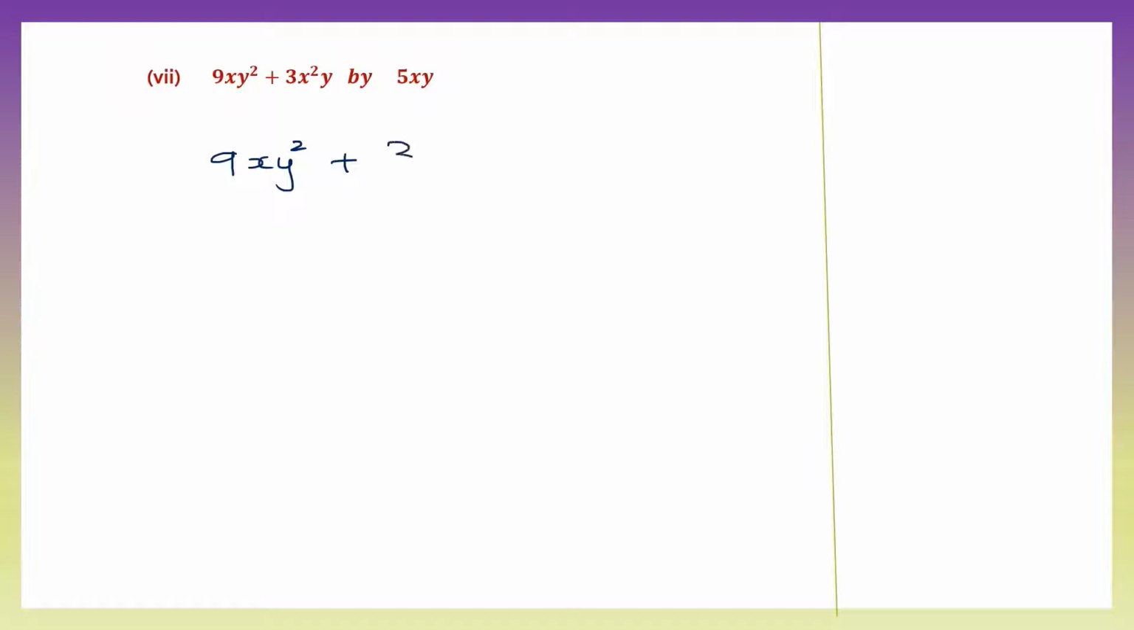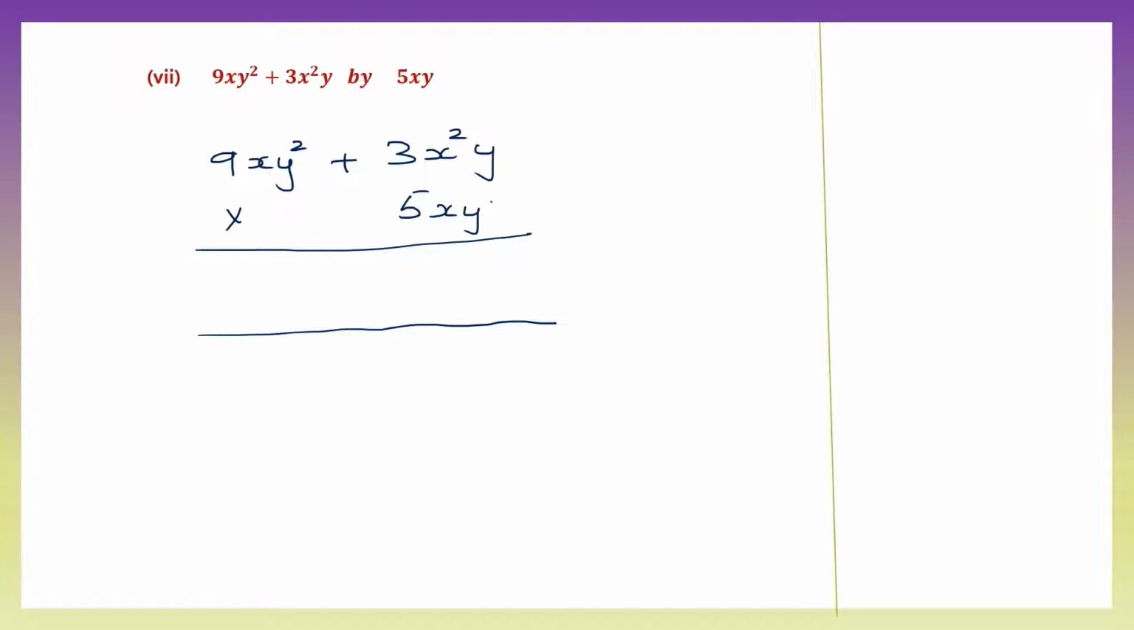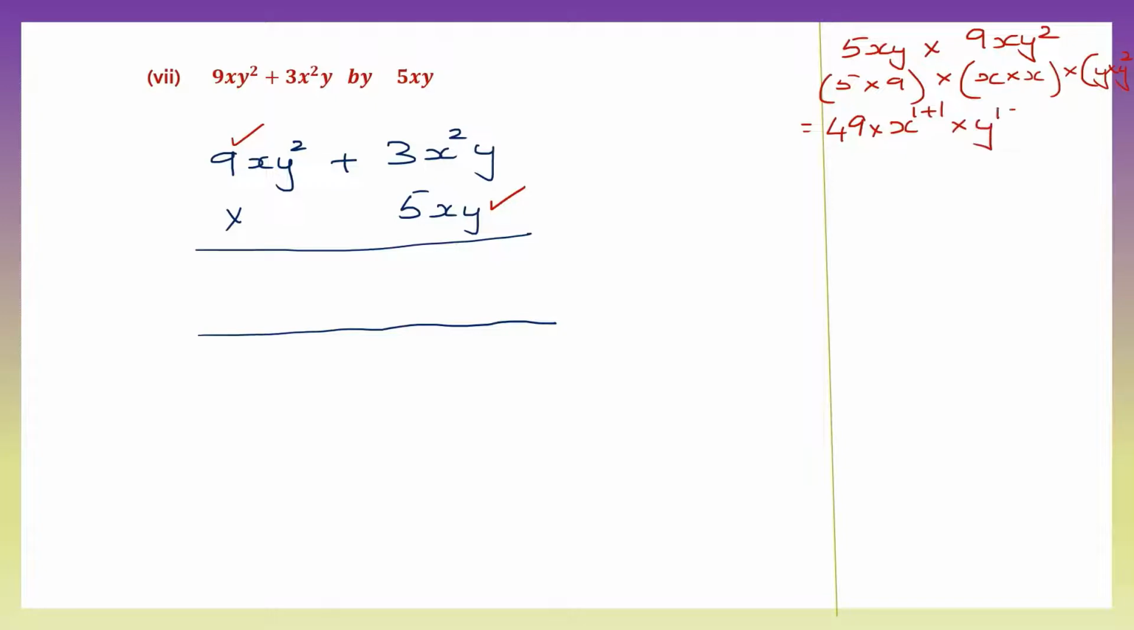Question 7. 9xy square plus 3x square y. Multiply this by 5xy. Let's do this carefully. So let's take 5xy and 9xy square. Take the numbers 5 into 9. Then the x, we have x into x. Then we have the y's, y into y square. So what do we have here? 5 9s are 45 into x to the power of 1 plus 1 into y to the power of 1 plus 2. So that is 45 x to the power of 2, y to the power of 3. So let's write that down.